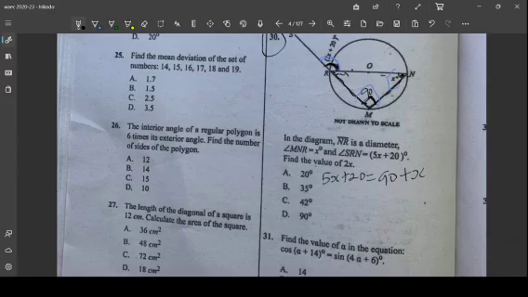So all I need to do is to solve for my x. If I take like terms, I'm going to have 5x minus x is equal to 90 minus 20. 5x minus x is 4x, which is equal to 70. If I divide both sides by 4, x is equal to 17.5 degrees. But I'm told to find 2x. So if I multiply this by 2, 2x will be equal to 35 degrees. As simple as that.